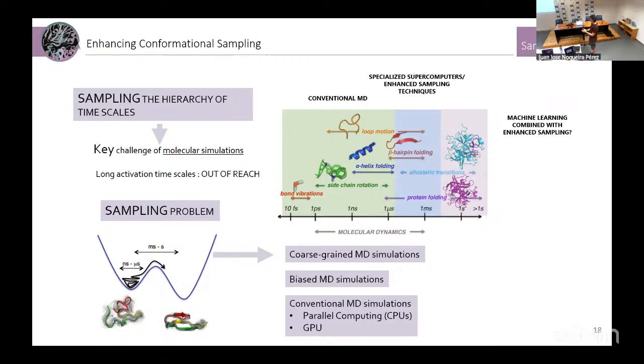Another way to overcome the sampling problem, which we are going to discuss tomorrow, is using coarse grain MD simulations, that are simplified representations of your system. So there are several options here, but the idea is that in principle, with a conventional MD simulation, we cannot simulate the process of ligand binding and unbinding enough times in order to obtain good probabilities and good free energies. This is the take-home message of this part.